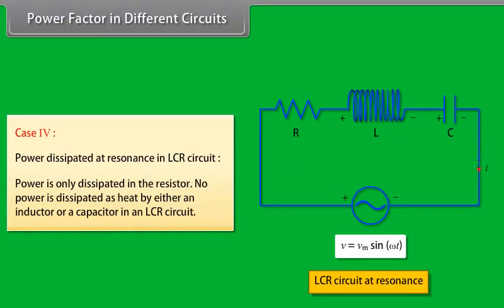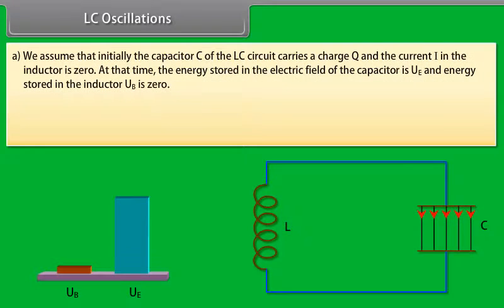Case 3. LCR series circuit. If the circuit contains the inductor, capacitor and resistor, then cos phi lies between 0 and 1. There is always power dissipation in the circuit. P bar is equal to product of Vrms, Irms and cos phi.